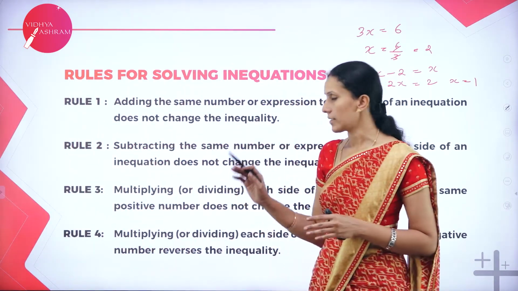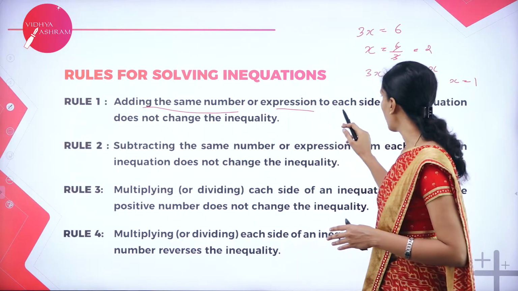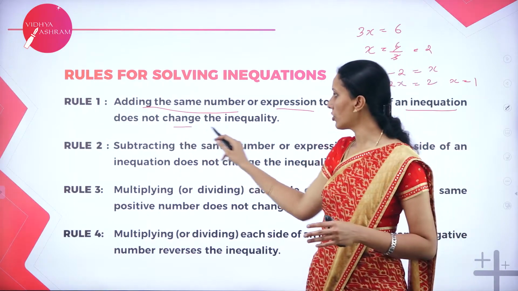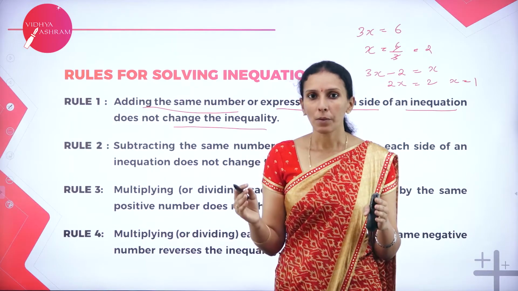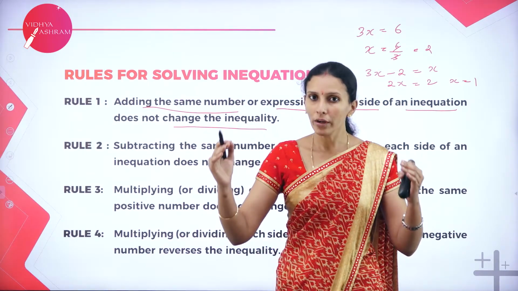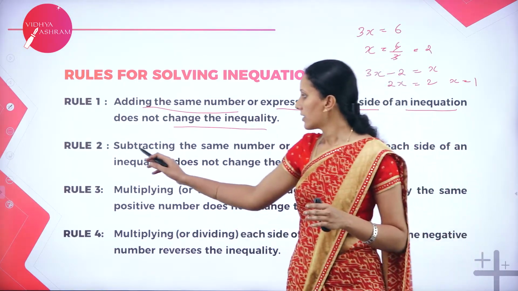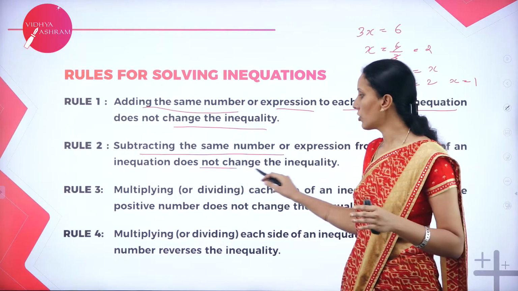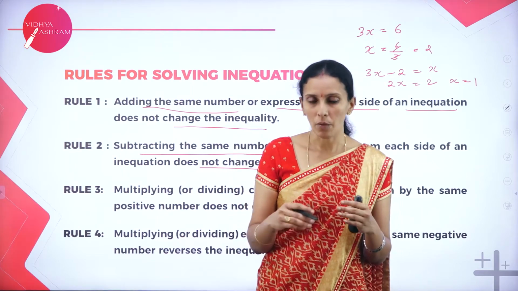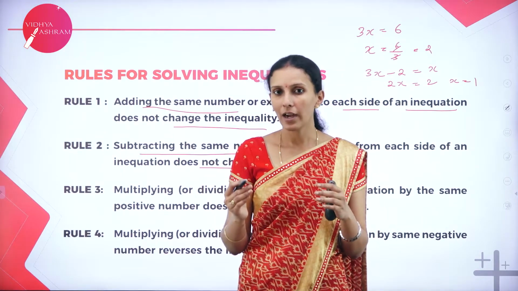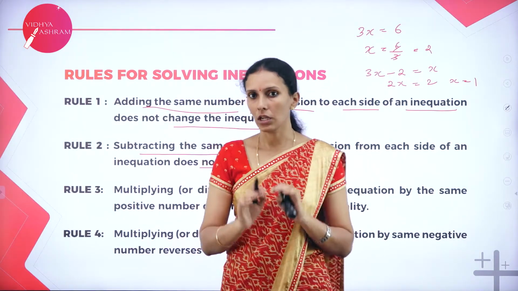So what does the rule say? Rule 1 says adding the same number or expression to each side of an inequality does not change the inequality. When you are going to solve an inequation, you are supposed to add the same number on both sides so that it will not change the inequality. Similarly, subtracting the same number does not change the inequality. When you are solving, you are supposed to reduce some quantity, so then you have to subtract the quantity on both sides at a time. That will not change the inequality.